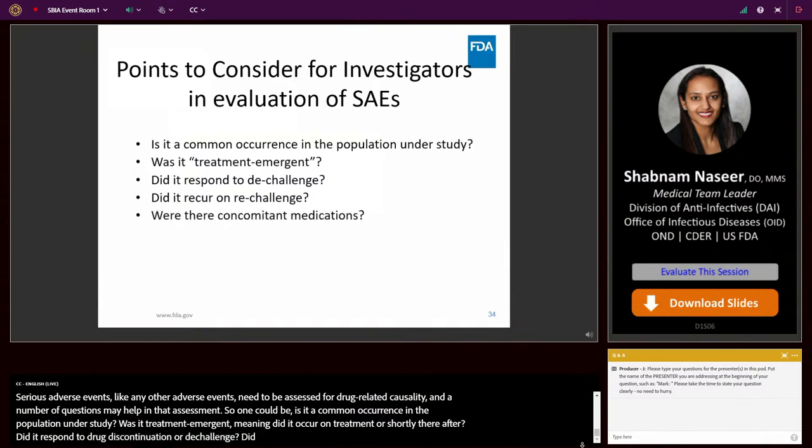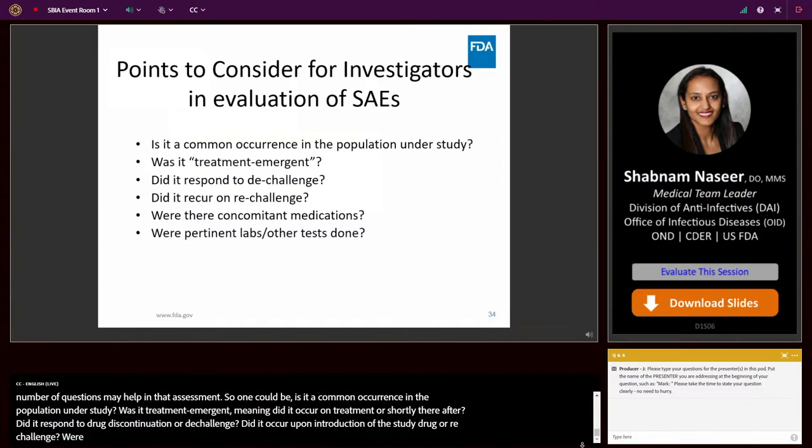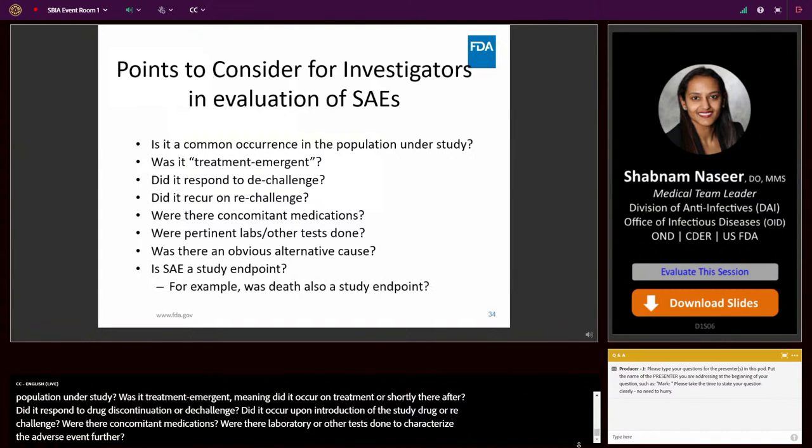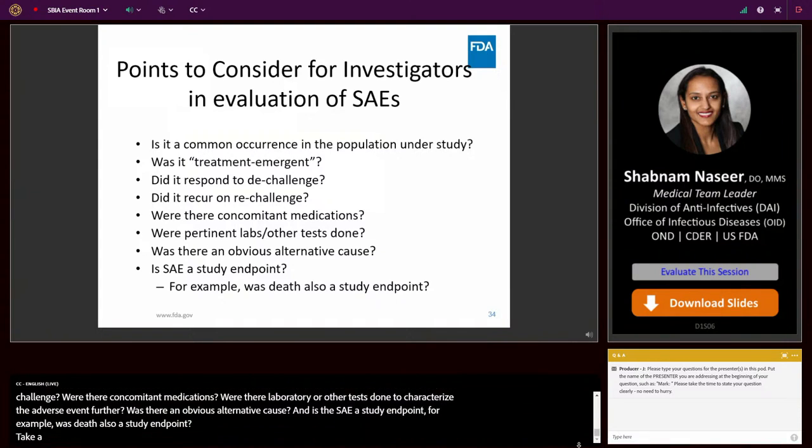Were there concomitant medications? Were there laboratory or other tests done to characterize the adverse event further? Was there an obvious alternative cause? And is the SAE a study endpoint? For example, was a death also a study endpoint? Please take a note that when reporting serious adverse events, you should try to provide enough relevant clinical information in the case report form to allow for good quality narratives.